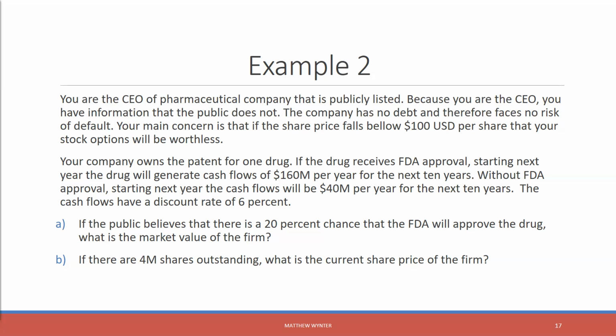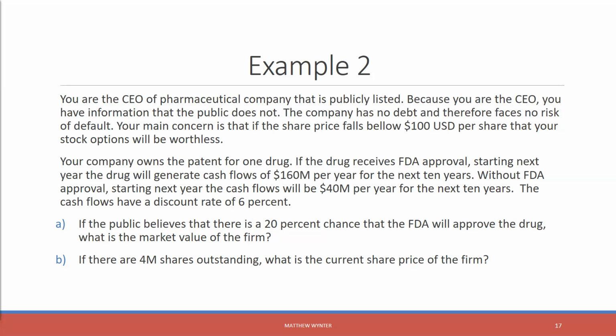Part A. If the public believes that there's a 20% chance that the FDA will approve the drug, what is the market value of the firm? Again, I've got a 20% chance that the cash flows are going to be 160, and an 80% chance that the cash flows are going to be 40. I plug that in, and I can also take that average value and plug it into my annuity formula to find the market value of the firm.